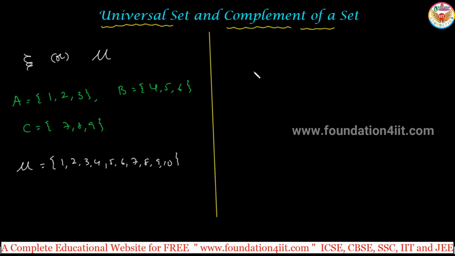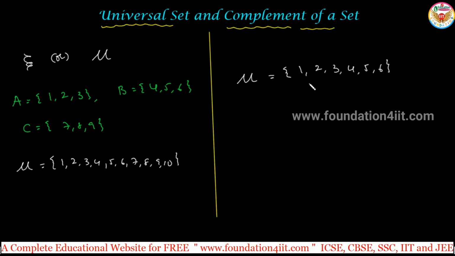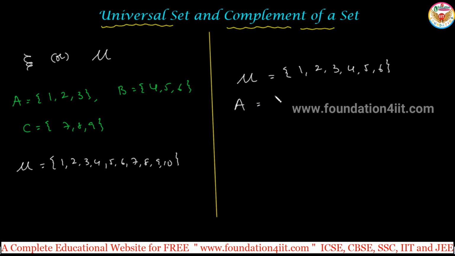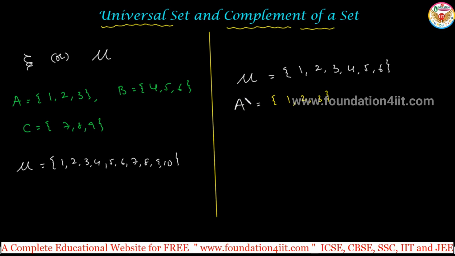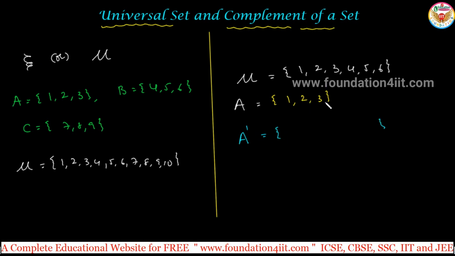Let us take one example. Let us take first the universal set U, having elements 1, 2, 3, 4, 5, 6. Let us take this as a universal set. And if we take set A, it must be a subset of this. So only like 1, 2, 3. Then the complement of set A. So we can write the complement of set A as A dash. The complement of set A is the elements which are not in A. So remaining all from the universal set. 1, 2, 3 is there. So the remaining is only 4, 5, 6.